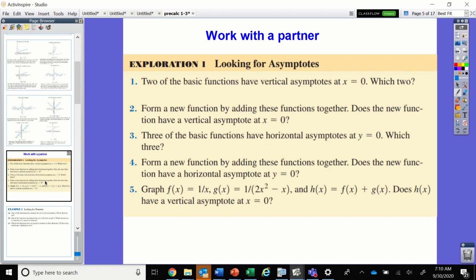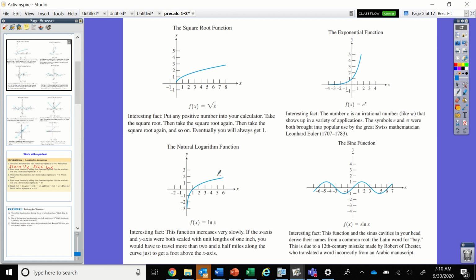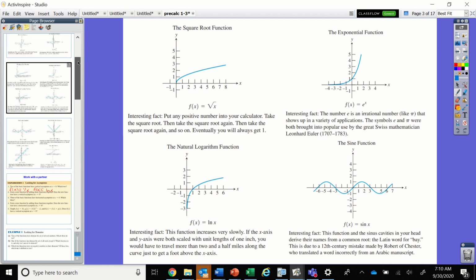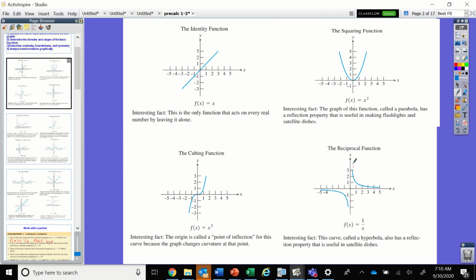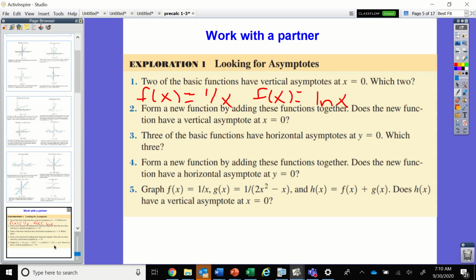All right, so hopefully you can take a look here. The first question says two of the basic functions have vertical asymptotes at x equals 0. Which two? Hopefully you found the y-axis as a vertical asymptote for our reciprocal function 1 over x, and you found it for our natural log function. Let's take a look at those real quick. For our natural log, you found the vertical asymptote at the y-axis, x equals 0, and the reciprocal function, which we talked about in the beginning of the video, also has a vertical asymptote at the y-axis, x equals 0.